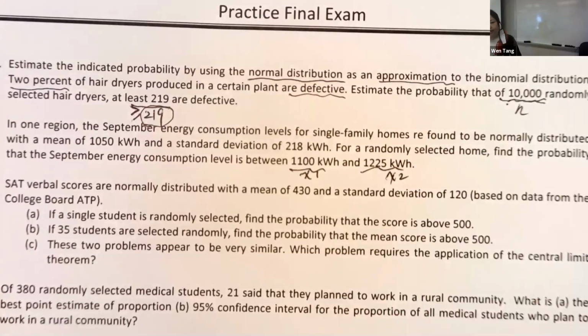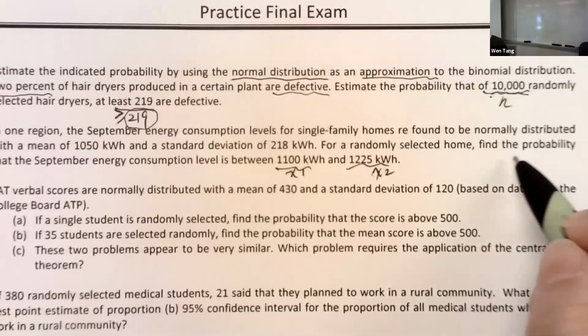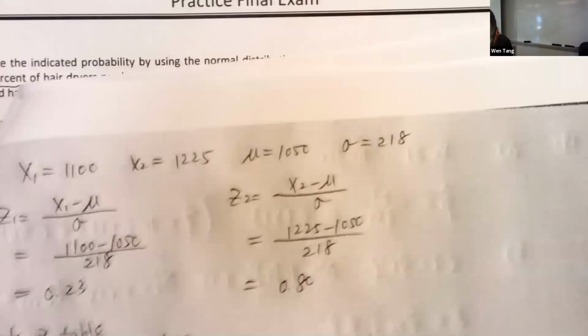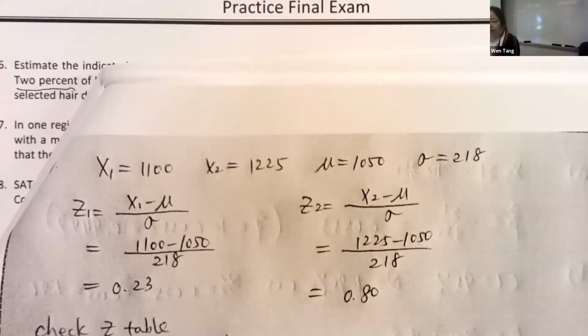We want the area, or the probability, between two x values, which means we are actually talking about the area between two values. So we need to transfer our x values to z values first. Then we can find the area between two z's, right? So first, we're going to switch our x to our z.